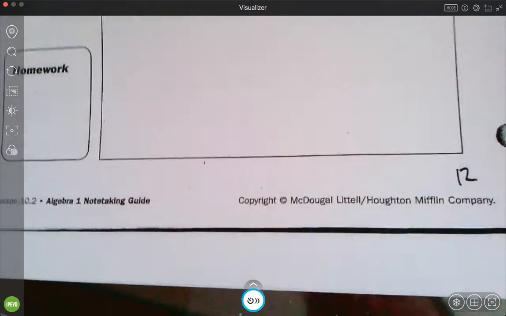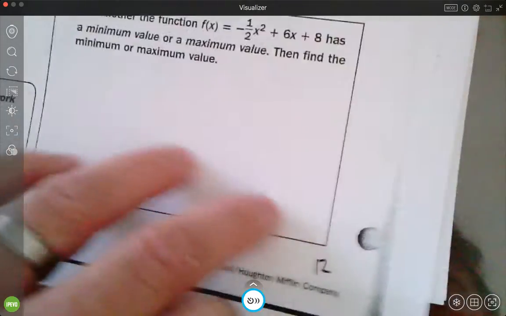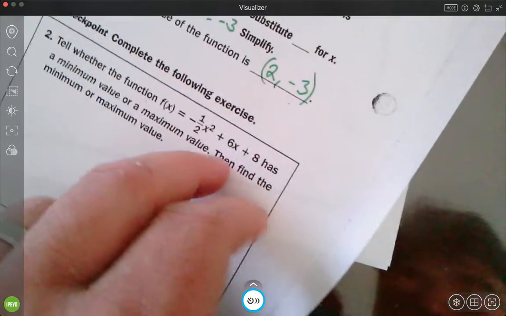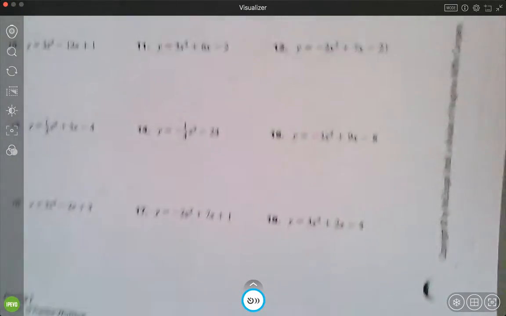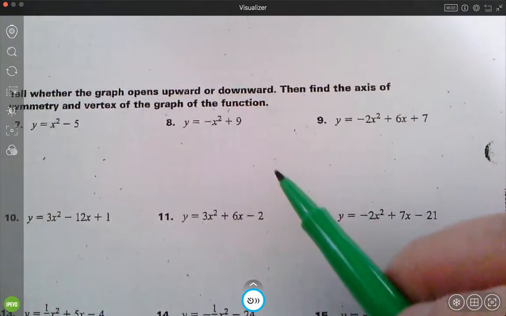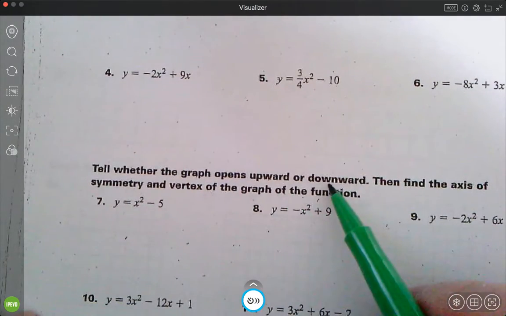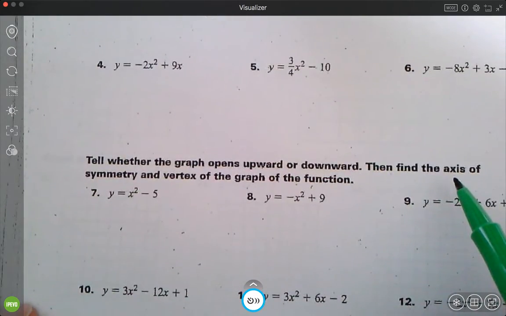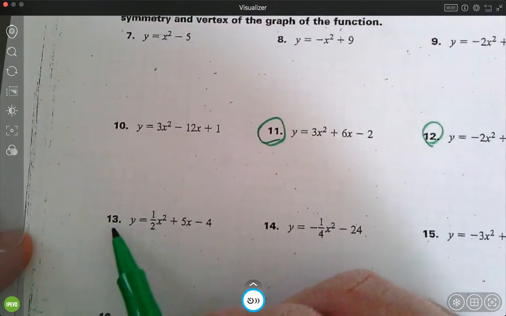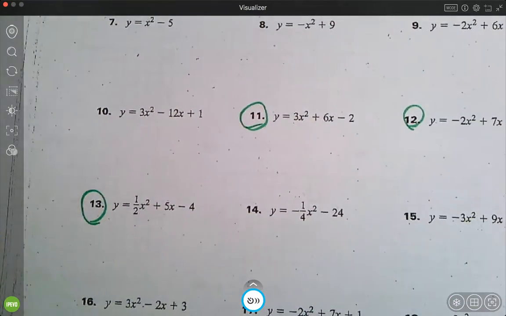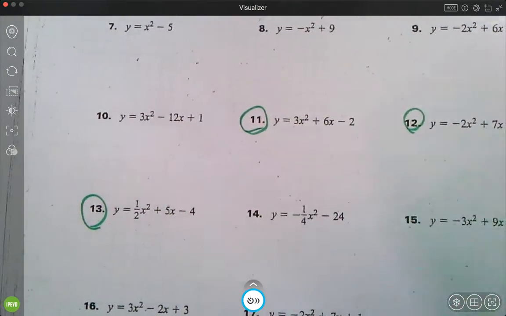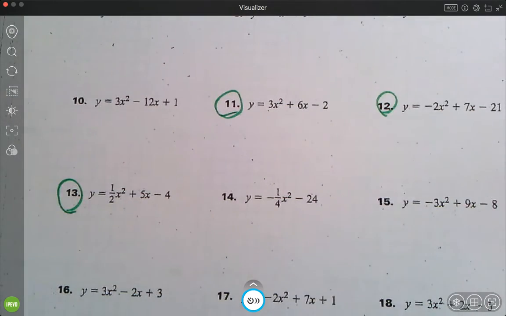And then I think I also wanted you on the next page, page 13. Just try a couple of these and put them on the Google Forms. It shouldn't take you too long. I wanted you to try just some nice easy ones. It says tell whether the graph faces up or down and find the axis of symmetry, so your x equals, and the vertex. So maybe just try 11, 12, and 13 and put it right on the forms. If you're spending way more than a half hour and you can't get to 11, 12, and 13, that's fine. But I figured we'll see.